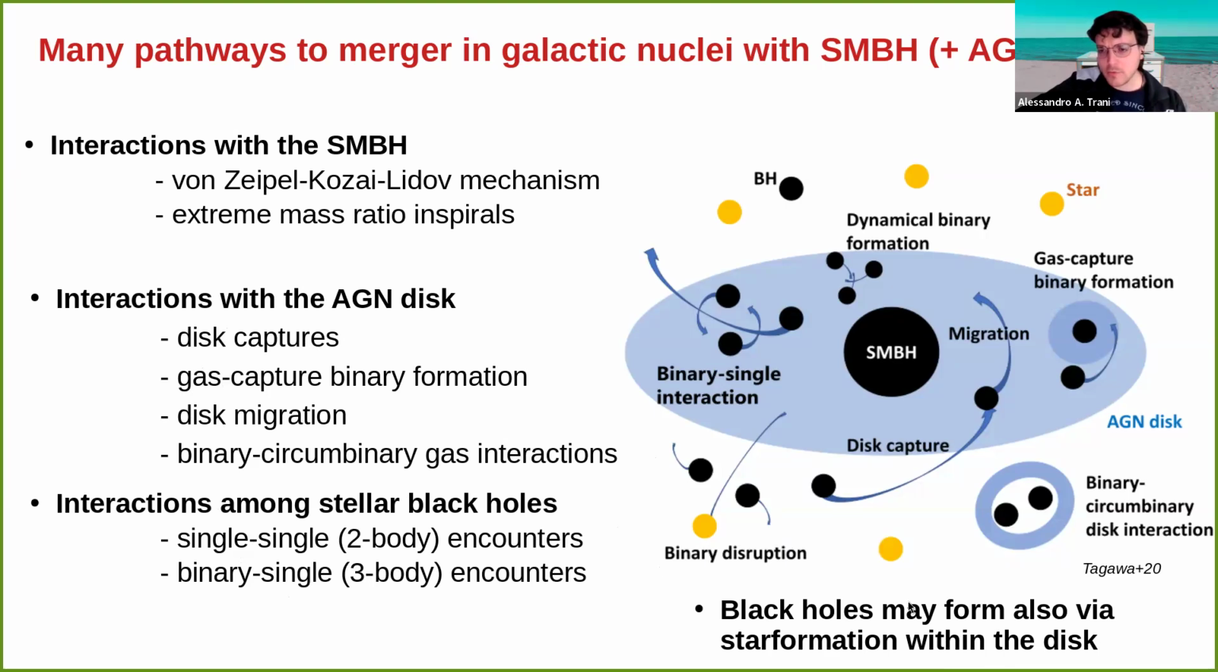I should also mention that black holes may form via star formation within the disk, not just be captured by crossing the disk, because we expect AGN disks to be unstable to gravitational collapse in the outer region. So they might just form there and then migrate inward.